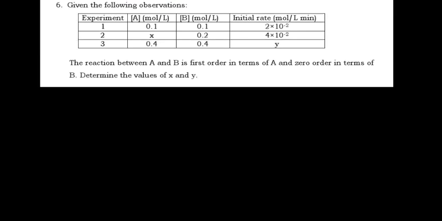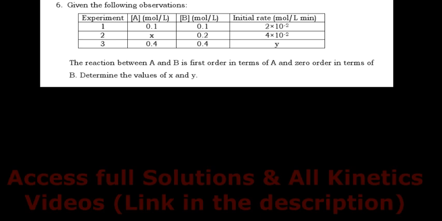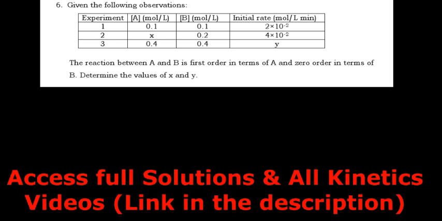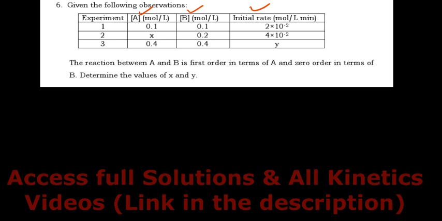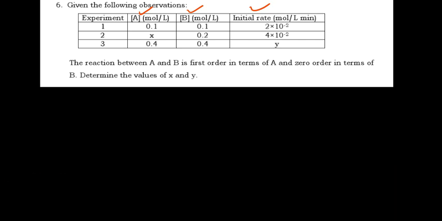Also, if we look at question 6, here we are told, given the following observations, experiment 1, experiment 2, and then experiment 3. So we've been given the values in respect to reactant A and B, and also the initial rates. Now, the statement continues to say the reaction between A and B is first order in terms of A, and zero in terms of B.